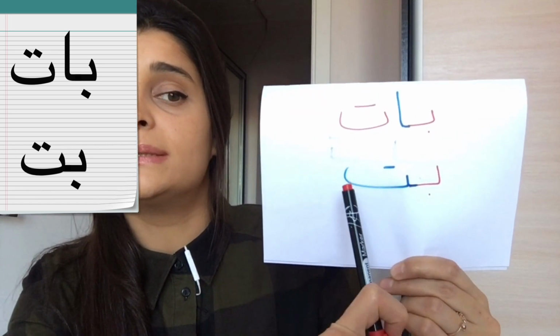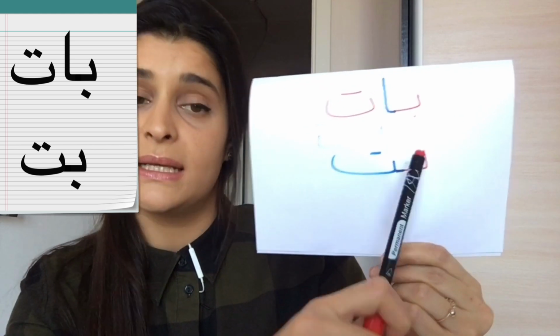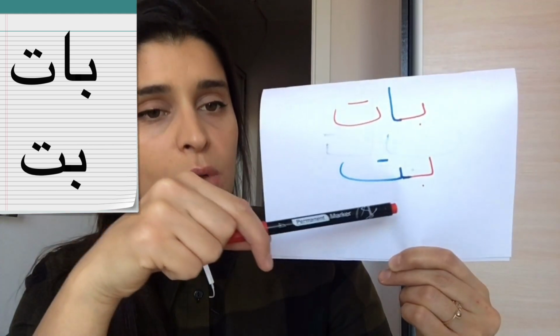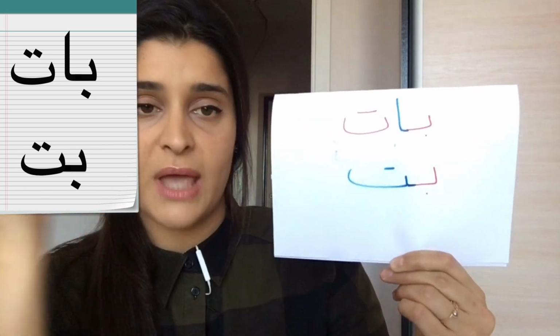Ba, t. Here, letter ta connects with letter ba. Letter ba is a kind letter. It will give its hand, so letter ta will connect with letter ba. And as we can see here, we have a connection.